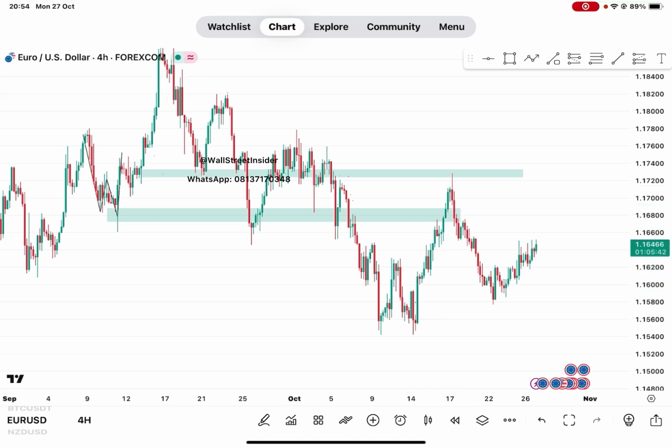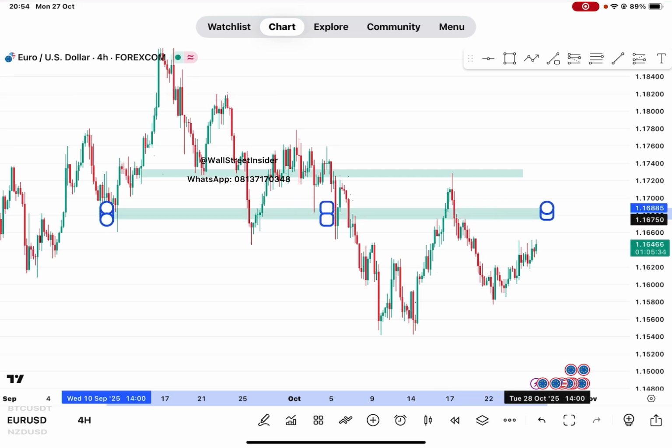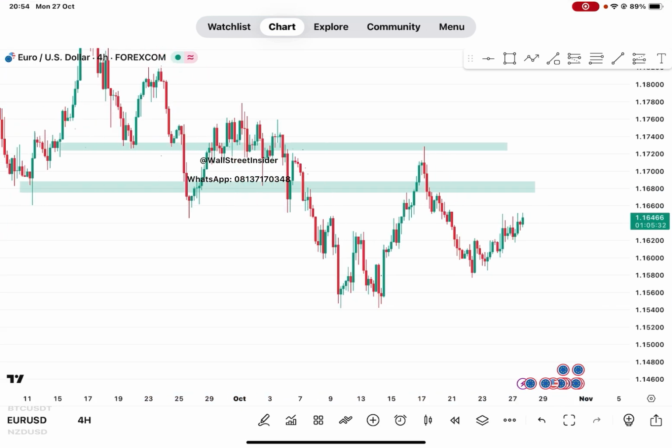Key levels are what controls the market direction. Key levels have significant roles in the market. Let's look at another example before we end this video. Now let's look at this level.